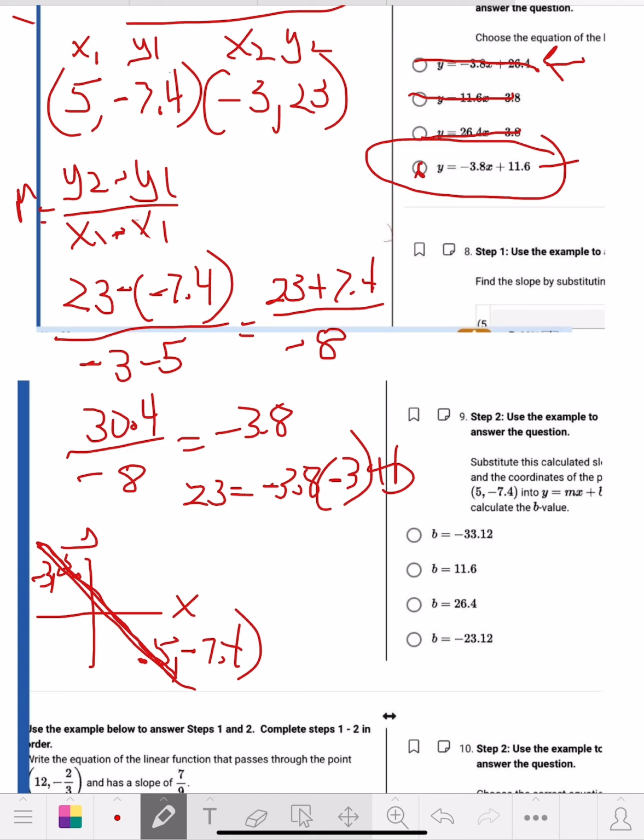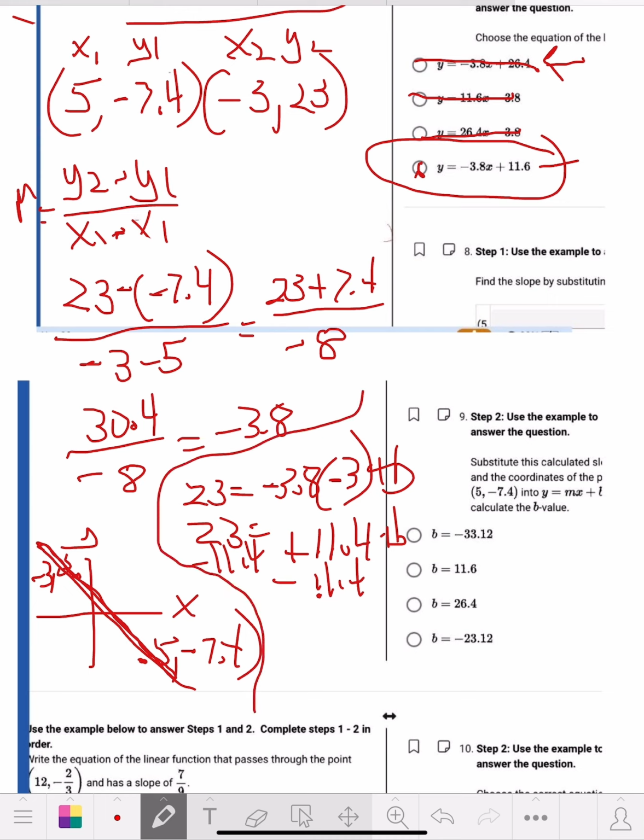So negative 3.8 times negative 3 is positive 11.4. And we get 23 equals 11.4 plus b. So what you want to do now is subtract 11.4 from both sides. Subtract 11.4 from this side, and subtract 11.4 from this side. It's getting a little tight here, guys. So now what that equals is 11.6.